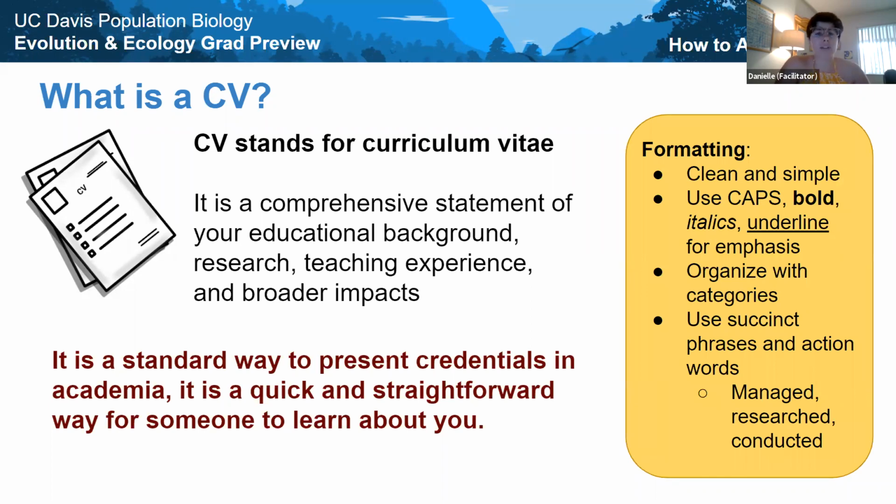It is a quick and straightforward way for someone to learn all about you and your research. Now, when writing your CV, you will want to focus on clarity and emphasizing your strengths in organized sections. There are many ways to format CVs, and this can sometimes be a little confusing. So we have provided some example CVs and documents breaking down the different sections, though our guide is inexhaustive, and these can be found on the resource page as well. Some of the formatting guidelines to follow are keeping the writing clean and simple, using caps, bold, italicized, and underlined text for emphasis. You're also going to want to have organized categories, and when describing your research, you want to use succinct phrases and action words such as managed, researched, and conducted.